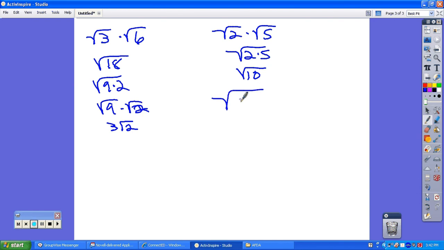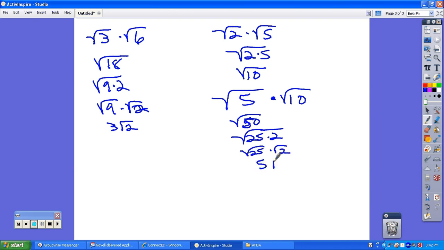Okay, let's have square root of 5 times the square root of 10. There's another one. We actually did this example in the practice. For those of you who have seen it, fifth block still hasn't seen that. So you can put this together as square root of 50. Again, I see 25 and 2. So square root of 25 times the square root of 2, I see 5 square root of 2.